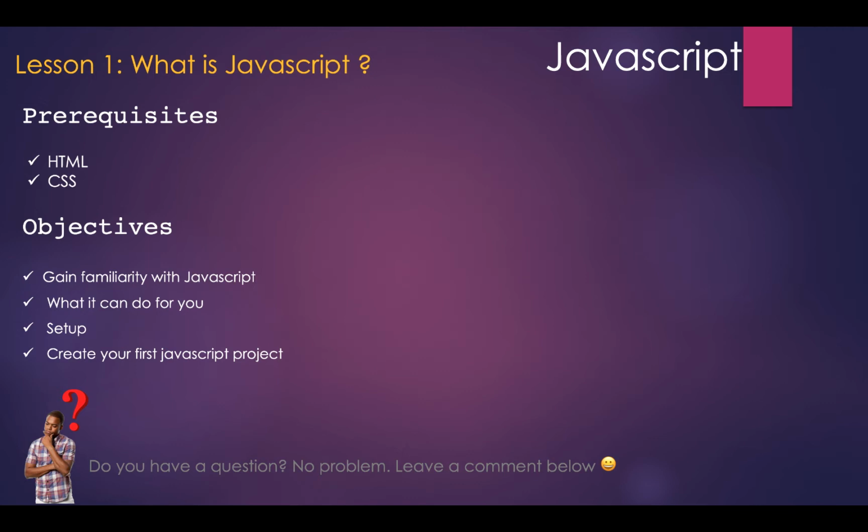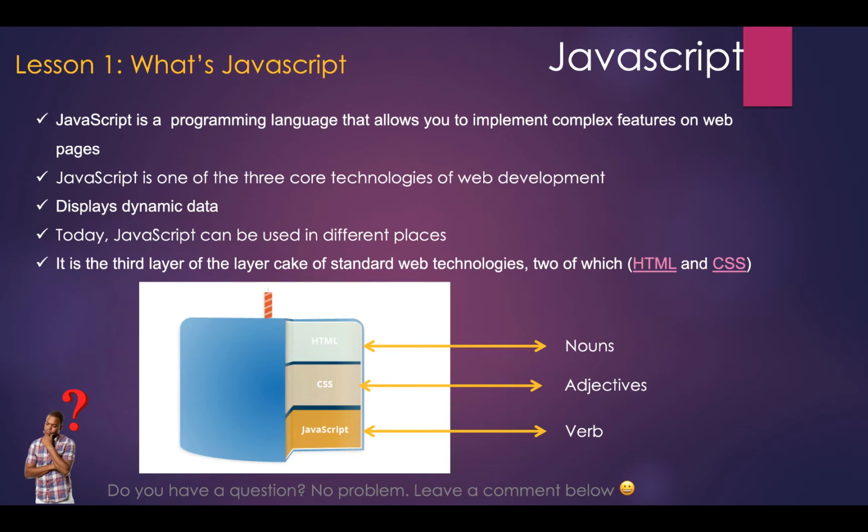Okay, so this section, like I said, the objectives are: 1, get familiarity with JavaScript; 2, what it can do for you; 3, how to set up JavaScript; 4, and create your first JavaScript project. Okay, so then let's get started.